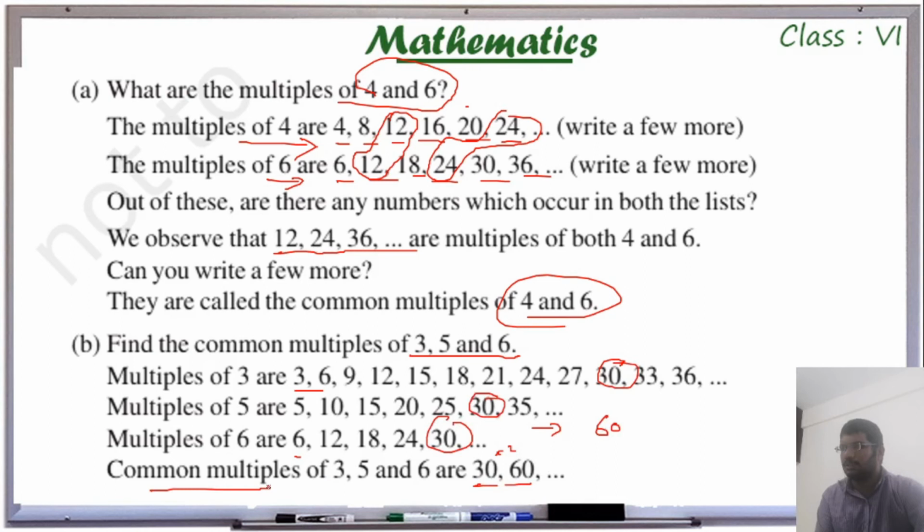If the same multiple is repeated in the multiples of 5, the multiples of 3 and the multiples of 6, then we call it a common multiple. I hope you are clear. If you have any doubts, you can refer to this video again.